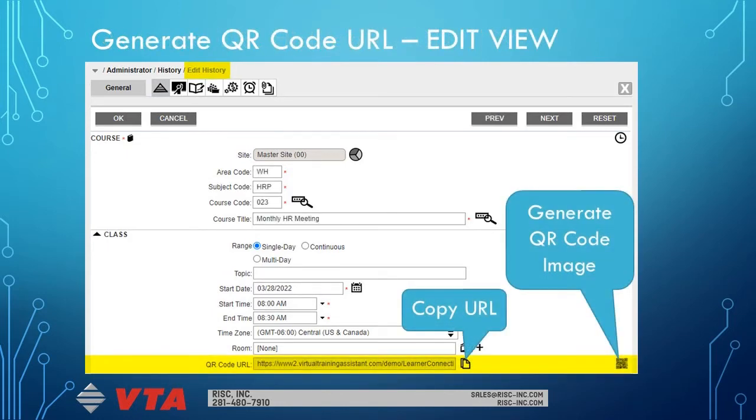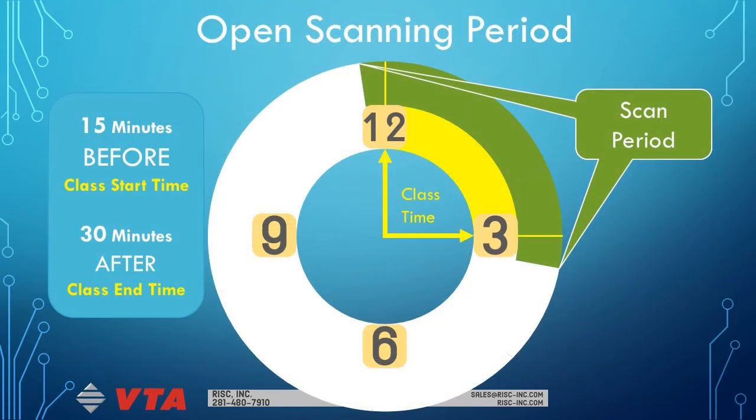The QR code URL value can be copied and provided to instructors for use during class using the copy button. You can generate a QR code image using the QR code generator icon in the bottom right corner of the class section of the record. Once generated, the QR code URL and image will only work during a set scanning period. By default, your system scan period will be 15 minutes before the class start time and 30 minutes after the class end time. You can request changes to your system scan period via VTA support.